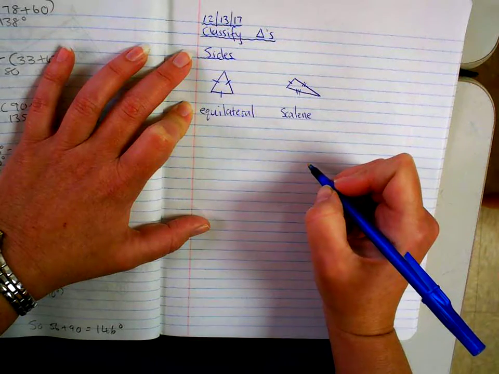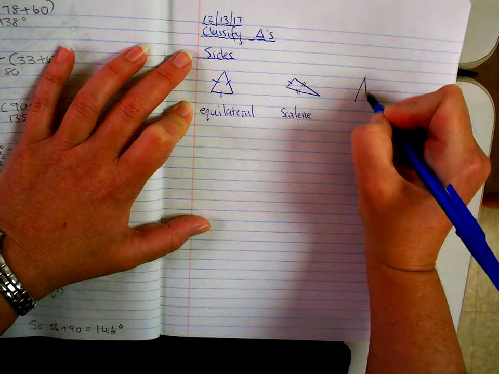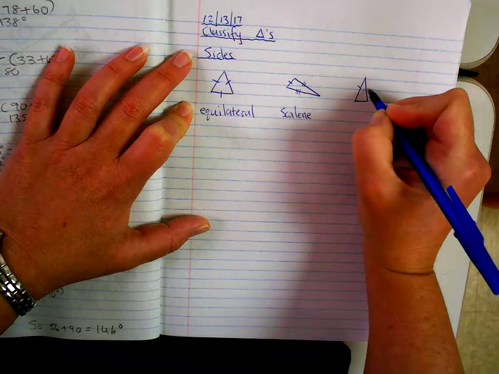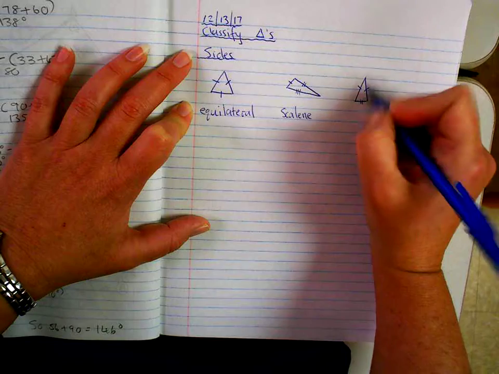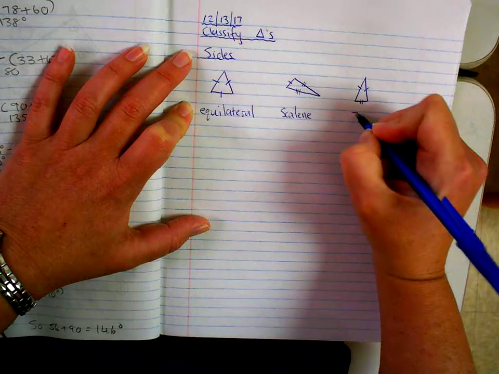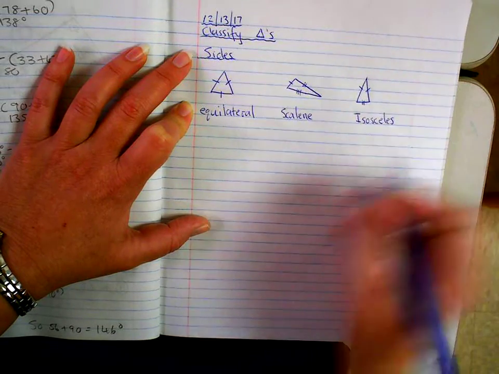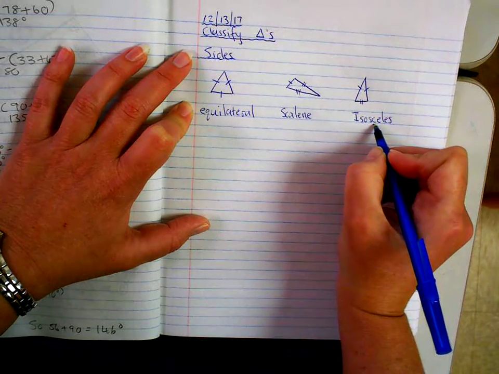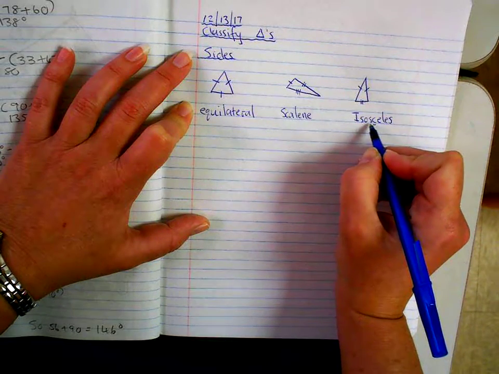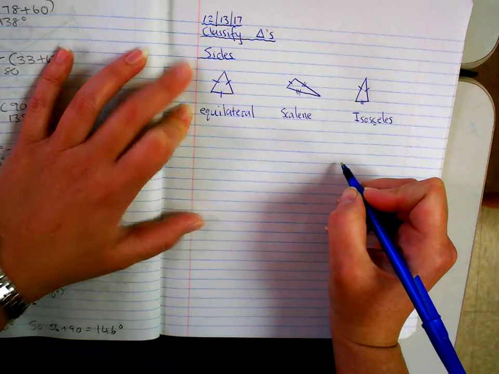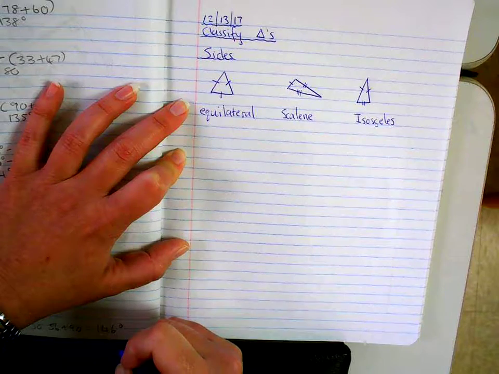Scalene. The last triangle that we're going to classify has 2 equal sides. So this side is equal to that side, and this side is not equal to the other 2. So it has 2 equal sides, and it's called an isosceles. Please take note that there is a C after the S, but you still say S. Isosceles. The other way to classify triangles is by the angles.